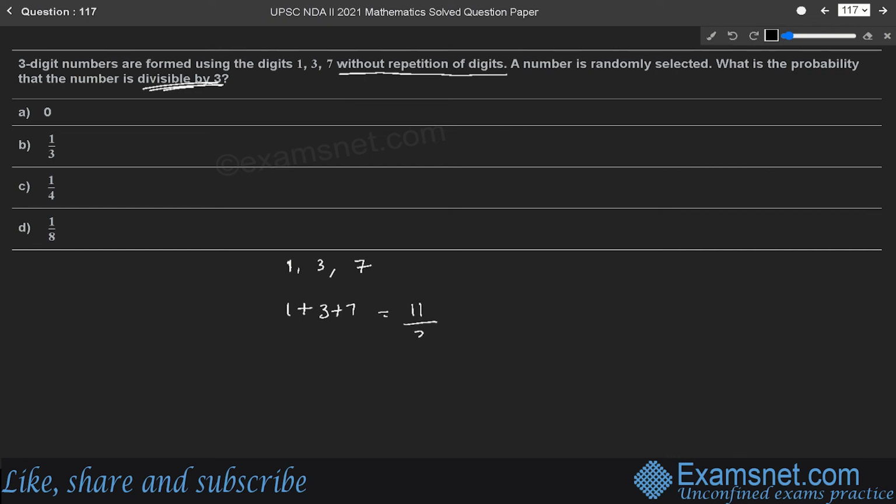Is 11 divisible by 3? No, it is not divisible by 3. So we can say that no number can be formed. So the correct option is option number A, which is 0, because there is 0 probability that the number will be divisible by 3. No such number can be formed.